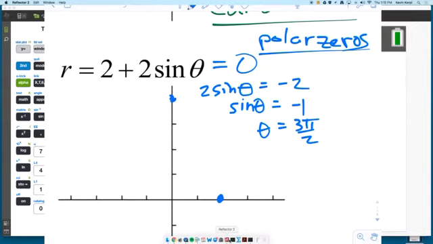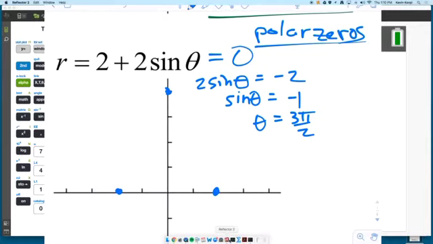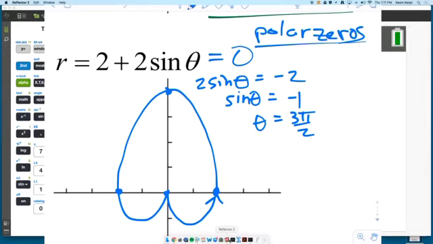Over at pi, sine of pi, 0. So we're 2 units out that direction. And of course, 3 pi halves, we have a polar 0. 2 pi, we're back to there. So now you can kind of see that this graph traces out like this. And this is where Harley started calling it the butt graph. Okay? Or you could think of it as a heart that's upside down.